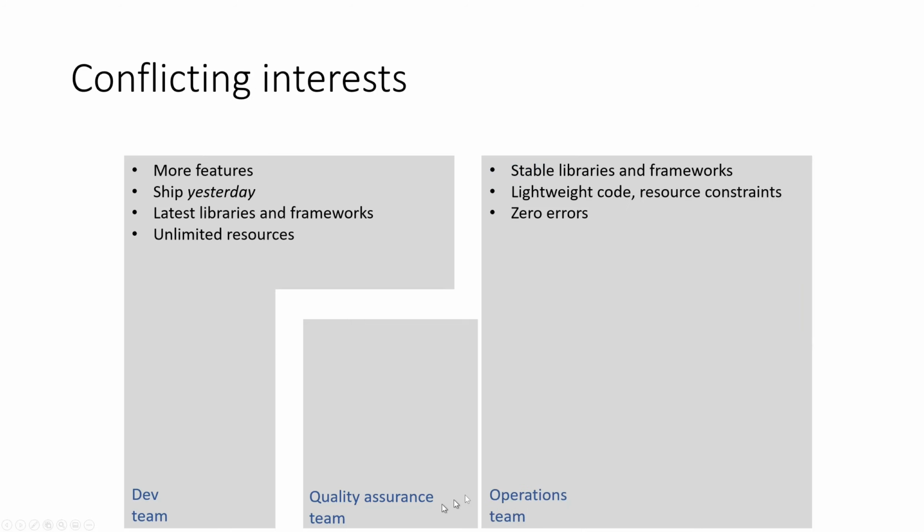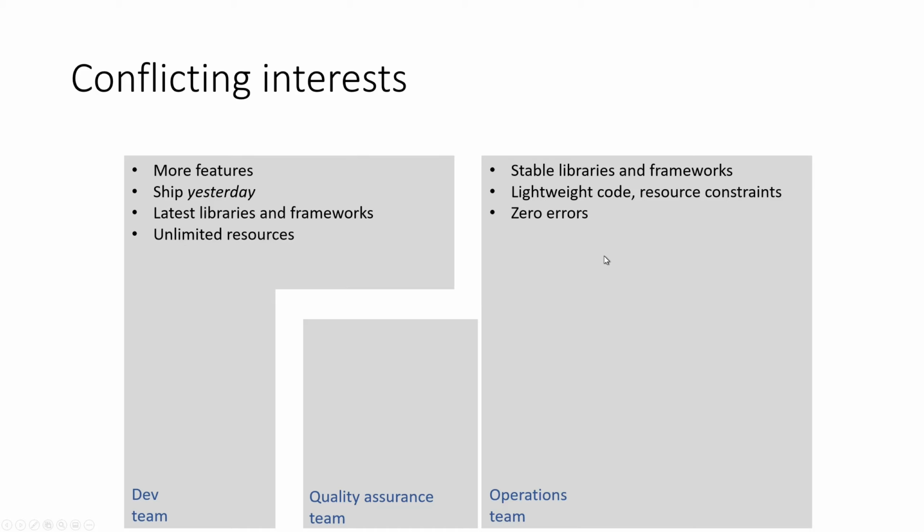So here I've drawn the quality assurance team a little bit closer to the operations team because their interests are better aligned, and their interests conflict with the interests of the development team. So the development team wants to ship more features. They want to ship features yesterday, like super fast. They want to use the latest and best libraries and frameworks that are available, and they want unlimited compute resources.